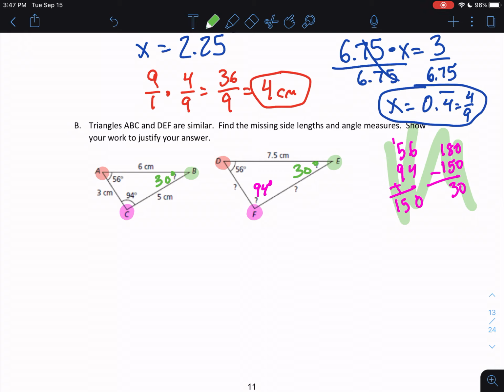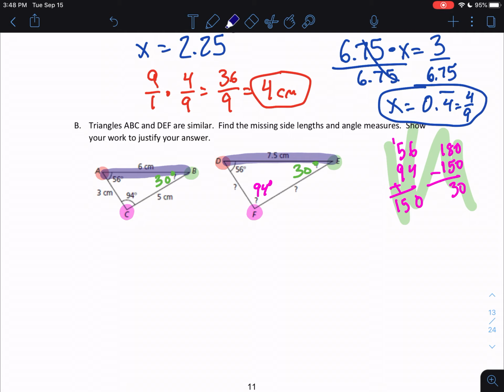All right, so now we need to find our missing side lengths. We do know one corresponding side length relationship: AB is 6 centimeters, and DE is 7.5 centimeters. So use that fact to find side length DF and side length FE. Go ahead and pause and try to do that now.